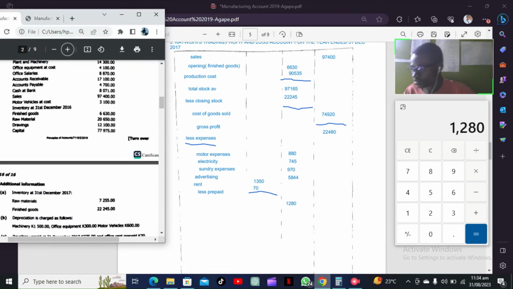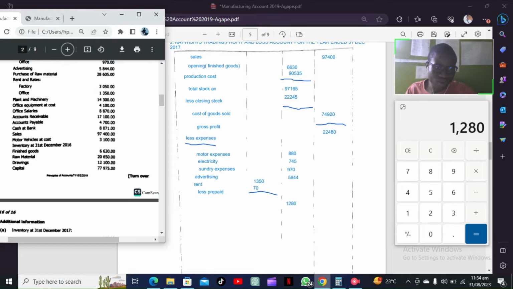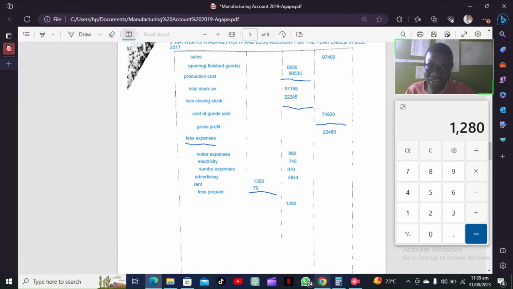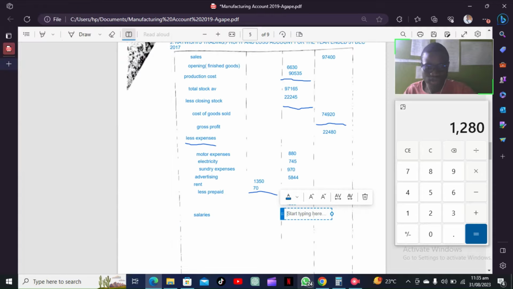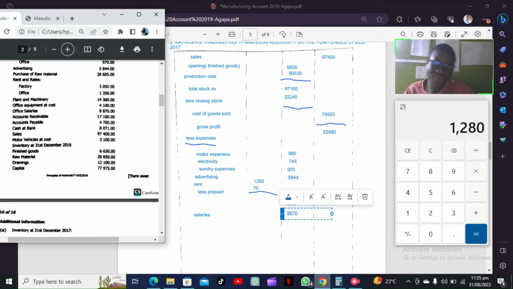Then we proceed. Do you have any other expenses? So other expenses we have. So we have now office equipment and that is not an expense. Office salaries. So the business had to pay its workers. So we have salaries here. So how much was the salary figure? Salaries, we're going to enter it on the middle column because there's no adjustment attached to it. So how much was it? The office salaries was 8,870. Like so. Am I right? Yes, that was the figure.